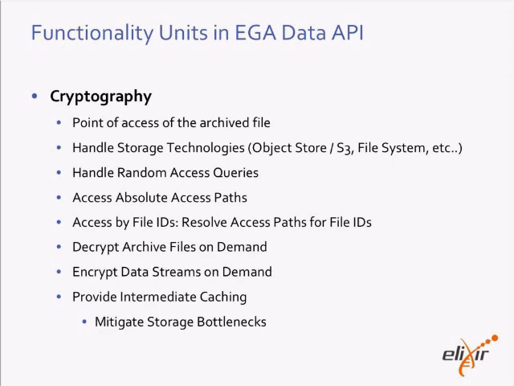This service handles random access queries, so the encryption technology that is used for the secure storage of EGA files allows us to randomly access a file and decrypt just portions of it. As an added bonus within the API, I can access files by ID as well as by absolute paths. So if you want to just access a file with a specific EGA file ID, this service will understand and find this file. And then on demand, it decrypts and encrypts the data streams as you request it. So this is basically the engine that provides the data for the users.